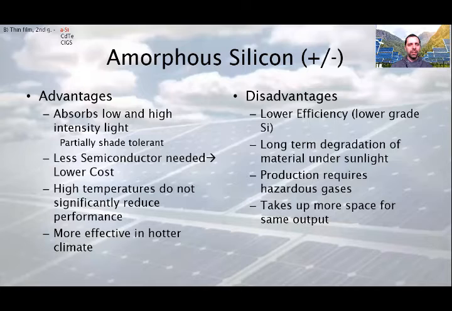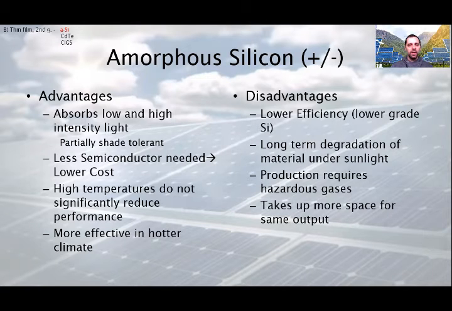Amorphous silicon thin film solar cells are comparatively less costly and easily available. The efficiency of these cells varies from 4 to 8%, but it is improving. You can see here some of the advantages of it. For example, it absorbs low and high intensity light as well. It is partially shade tolerant. For processing, less semiconductor is needed, therefore it is cheaper.